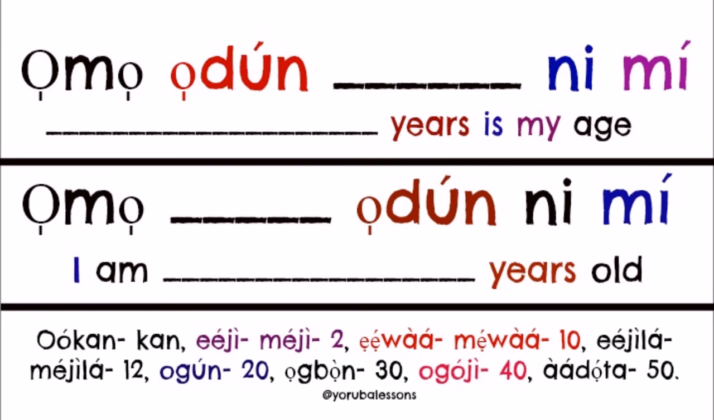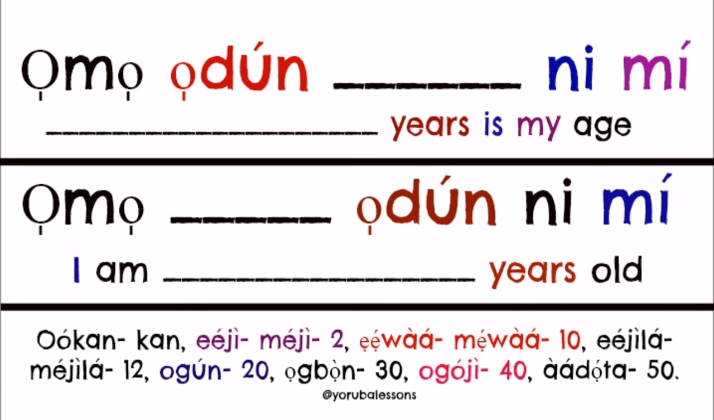21 is okanlelogun. So you would replace the first O with an M. Let's see if that would work. Actually, it doesn't work. It would just be omo odun mokanlelogun ni mi, so I'm 21. Omo odun mejilelogun ni mi, I'm 22. Omo odun metalelogun ni mi, I'm 23. So that would be the only tricky part.